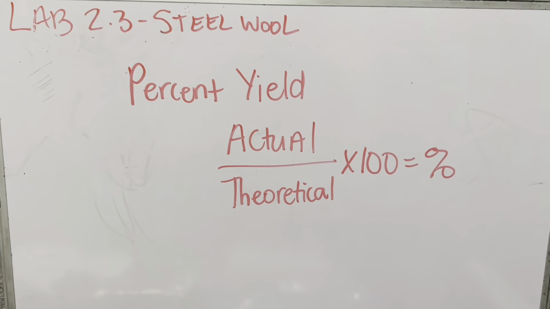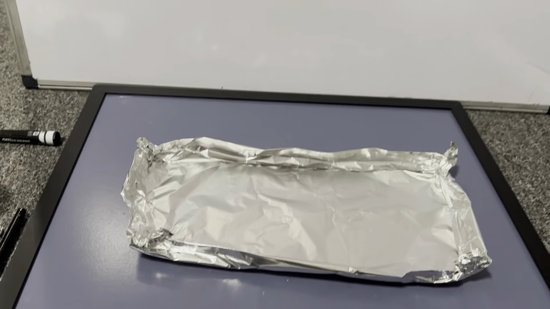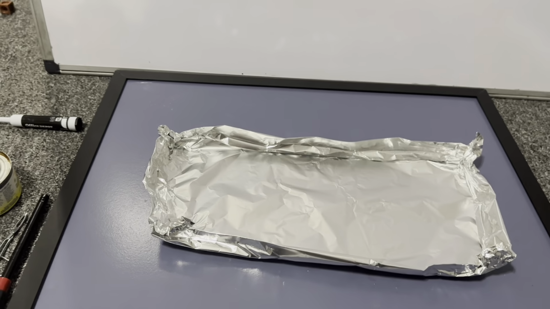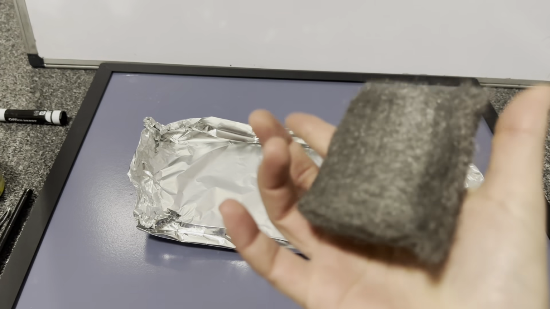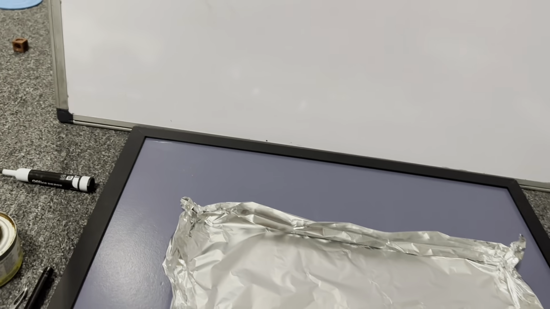So this is our steel wool. Yours, I think I just gave you a good wad already in your lab kit, right? But here's what it looks like, just like a steel Brillo pad, right? And I'm going to fluff it out here in a minute. And we're going to be reacting that with a 9-volt battery.